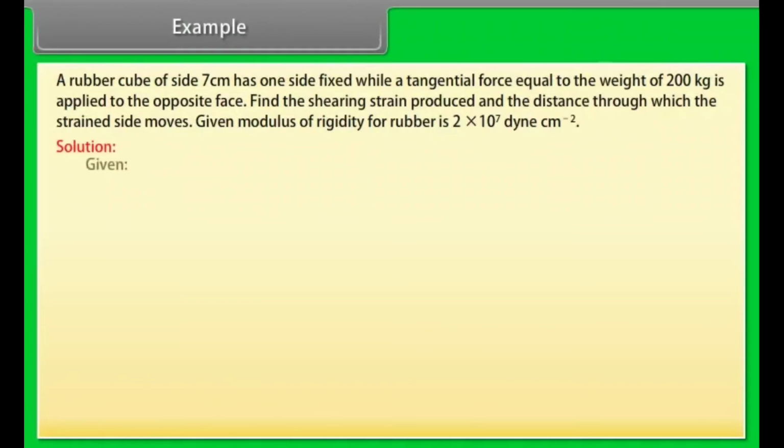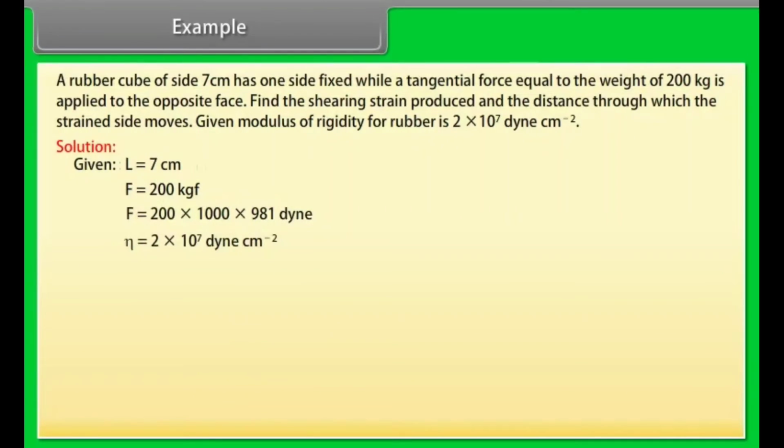Let's see the solution. Given L is equal to 7 cm and F is equal to 200 kgf. Converting the value of F into dynes, we get F is equal to 200 into 1000 into 981 dyne. Eta is given by 2 into 10 raised to the power 7 dyne per centimeter square. We know that the area of the face of the cube, A, is equal to L square. Putting the values of L, we get A is equal to 7 into 7 centimeter square, which is equal to 49 centimeter square.